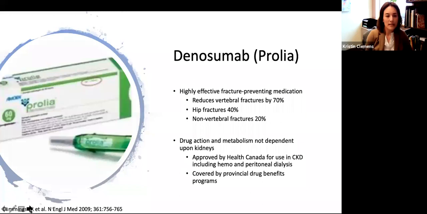And because the drug's action and its breakdown aren't dependent on the kidneys, it is currently approved by Health Canada for use in people with kidney disease, including those on hemo and peritoneal dialysis. And it is covered by most provincial drug benefits programs.